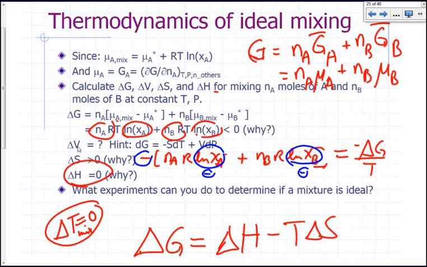So a lowering of potential energy simply means that in the mixture you have stronger attractive forces. You're dealing with stronger attractive forces as opposed to the separated components.